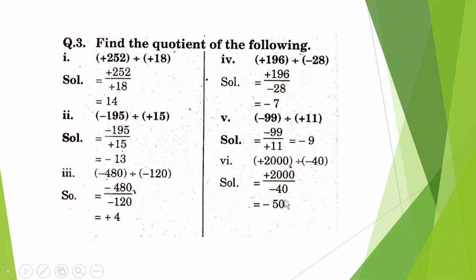Plus 2000 dividing by minus 40. Now this 0 cancels with this 0. 4 fives are 20 and this 0 comes as it is and sign will be plus minus minus. Now 40 multiply by 50, answer comes 2000.